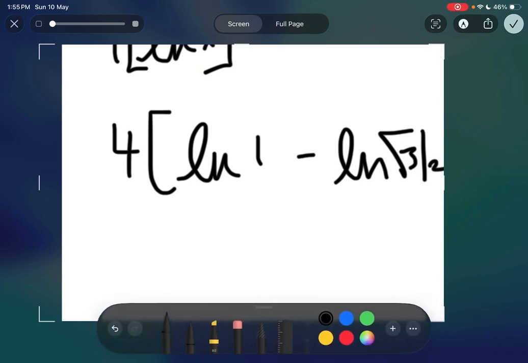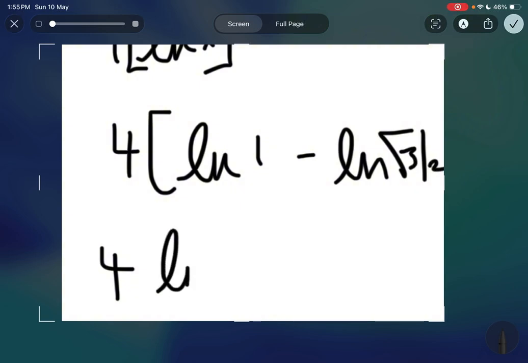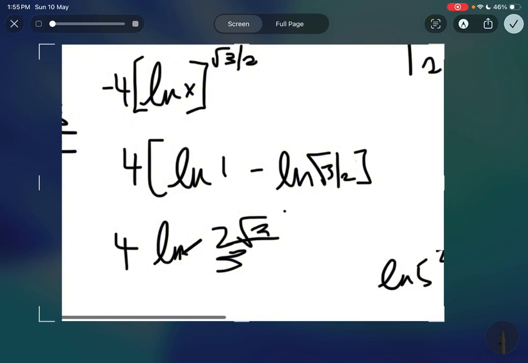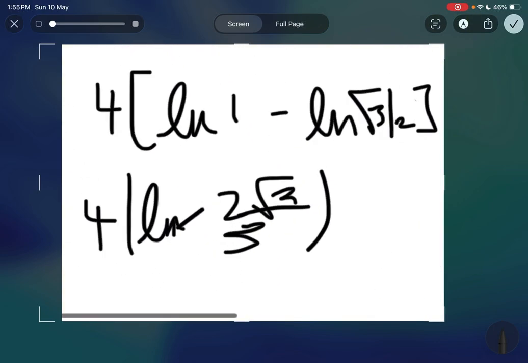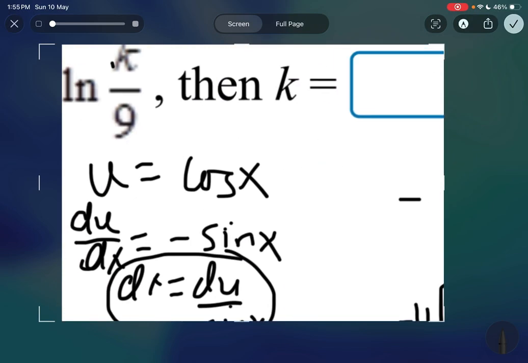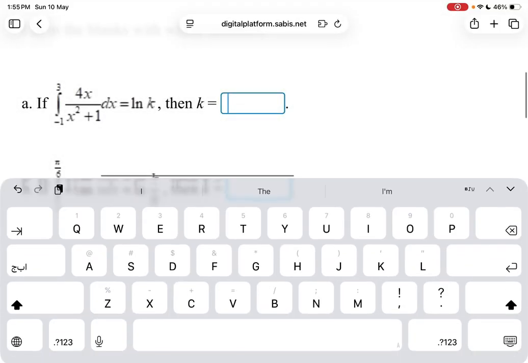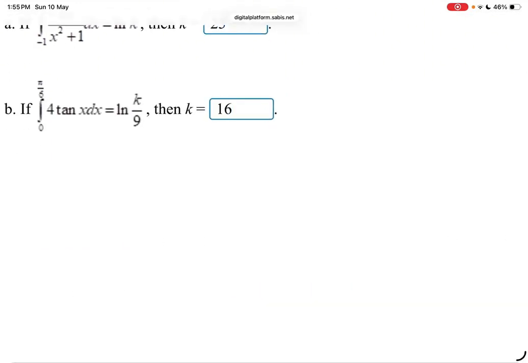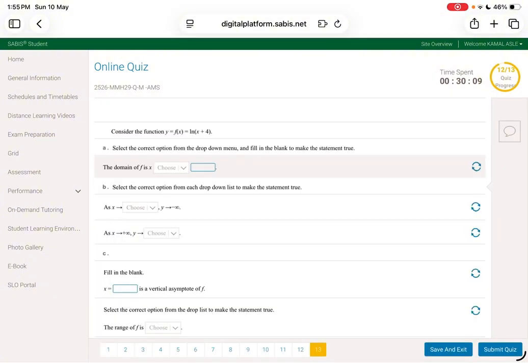Now it will become 4 times, because when you minus, you put them over each other. So 1 over radical 3 over 2 is ln of 2 radical 3 over 3. Then you take the 4 as an exponent, so ln of this all to the power of 4, and you'll get ln of 16 over 9. So 16 over 9. Hope you understood. If you have any questions of how I did this, feel free to ask me.